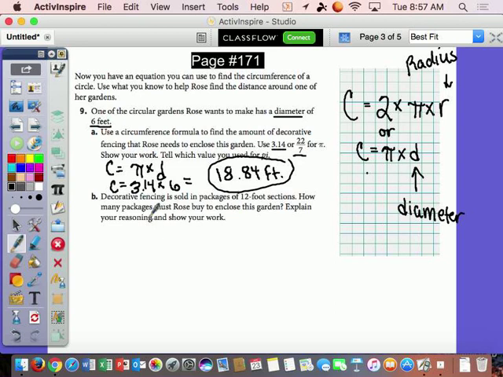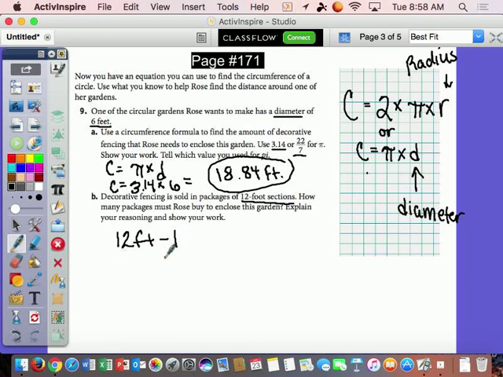Okay? So same thing. Decorative fencing is sold in packages of 12-foot sections. How many packages must Rose buy to enclose this whole garden? So think about it. 12-foot sections. You have 18.84 feet. So would 12 feet be enough to cover that? Yes or no? No.